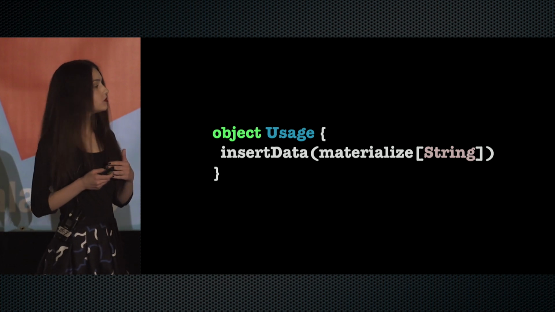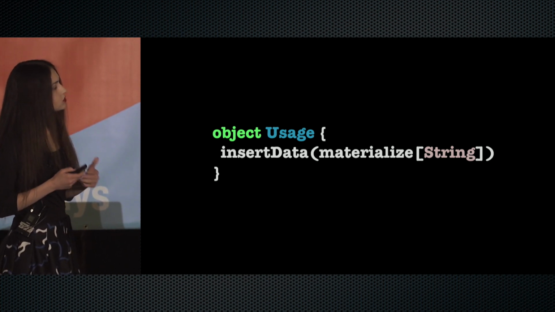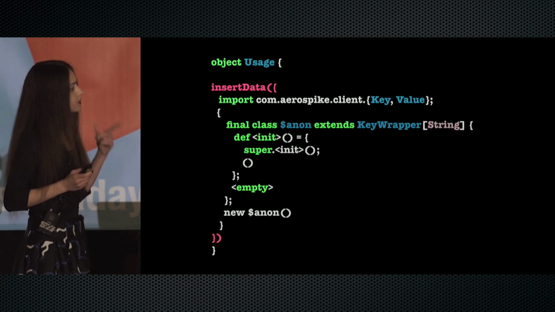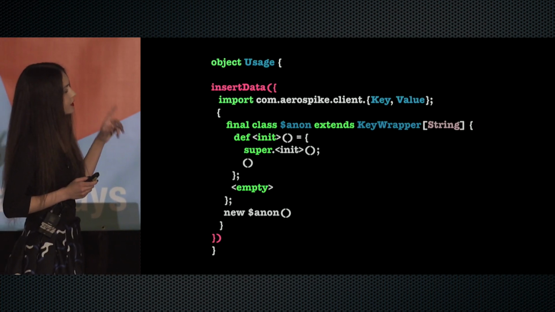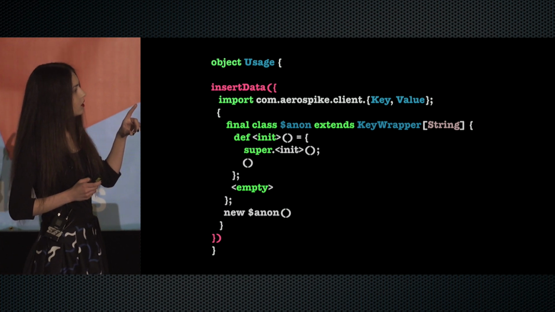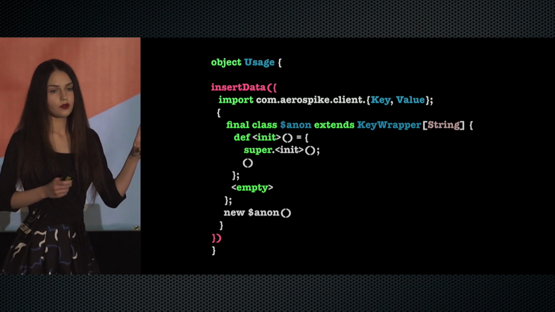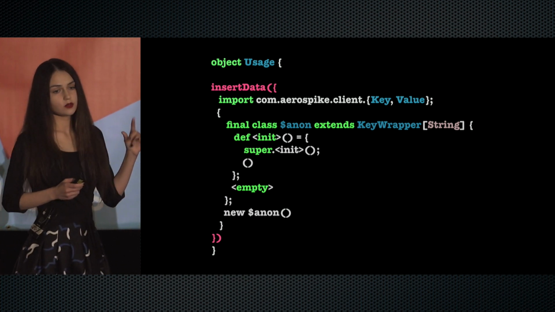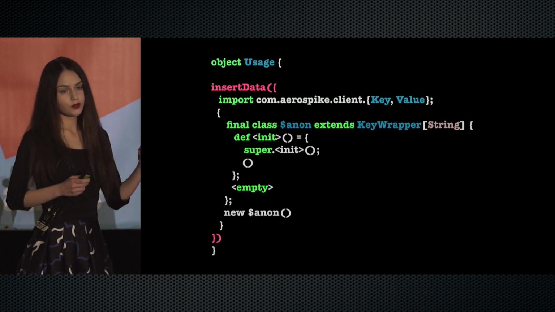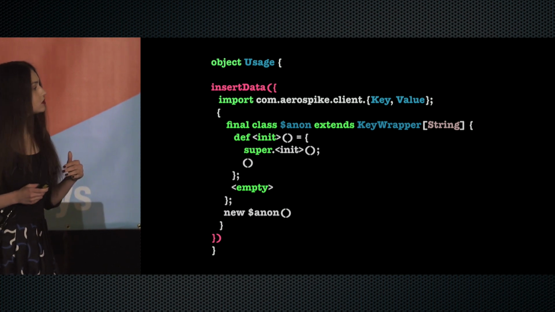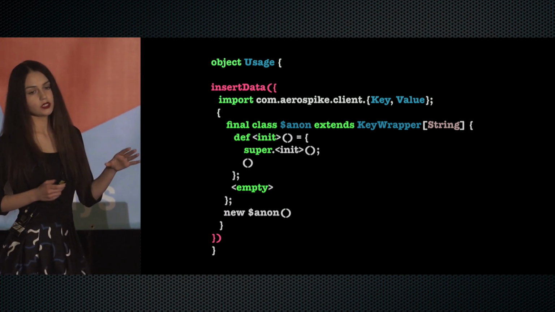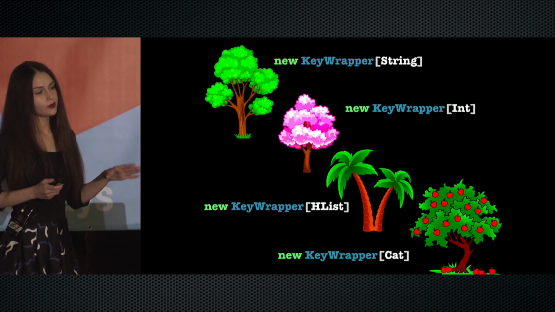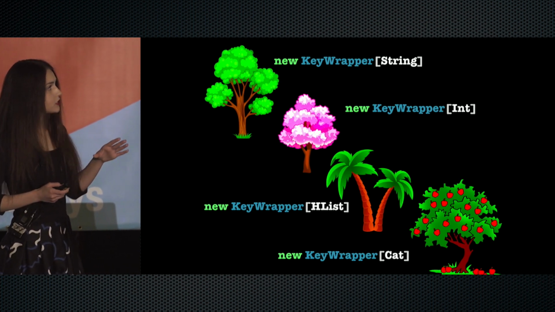So we will have to create the wrapper of the type string. This is the piece of the compiled code. At compile time, an instance of key wrapper of type string will be created exactly as we wanted, with all imports, methods, and values. So that instance will be ready to use in the current scope. And what actually happens when we call materialize for different types?